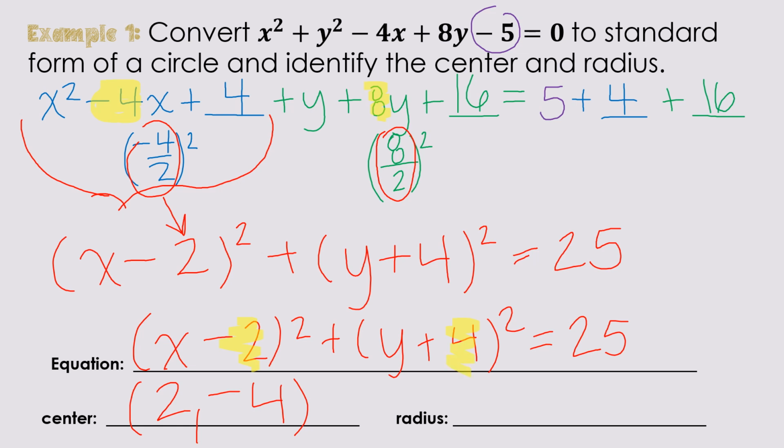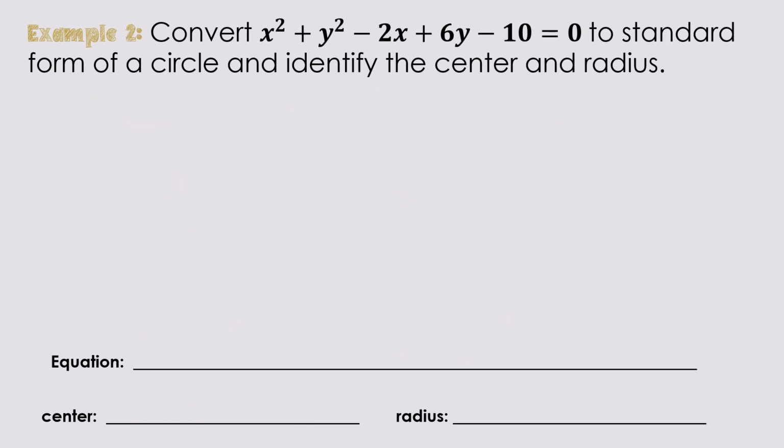The radius, this 25, is r squared. So we're going to have to take the square root of that number, and the square root of 25 is 5. That one works out nicely. All right, let's try another one.